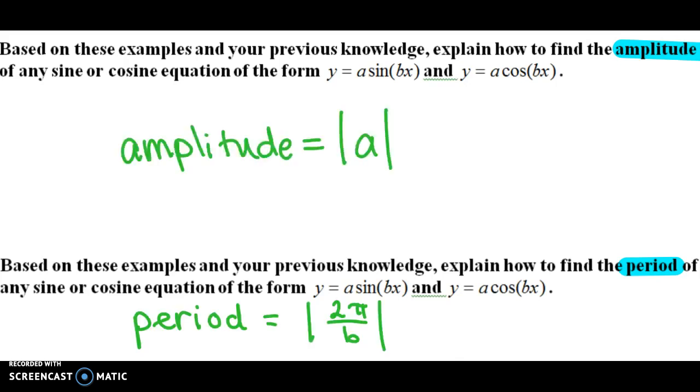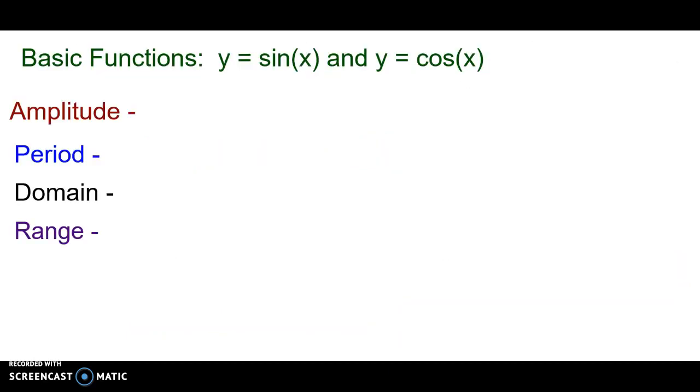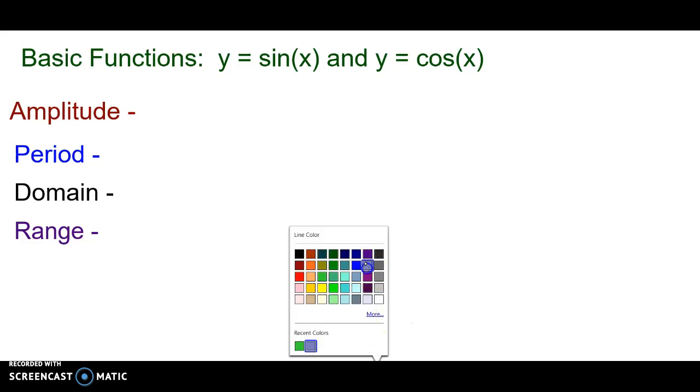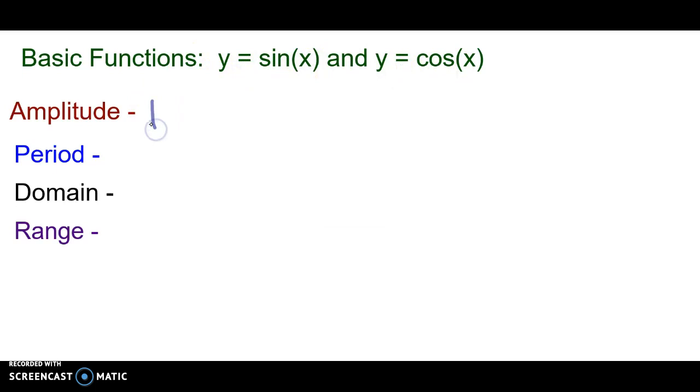All right, so here are my two answers here. Maybe you have something similar. So the amplitude is the absolute value of A, and then the period is the absolute value of 2 pi over B. Awesome. Okay, so basic functions, let's fill these out. So our amplitude here is 1, right? Because A in both of these is 1. Our period is going to be 2 pi over 1, which is just 2 pi.